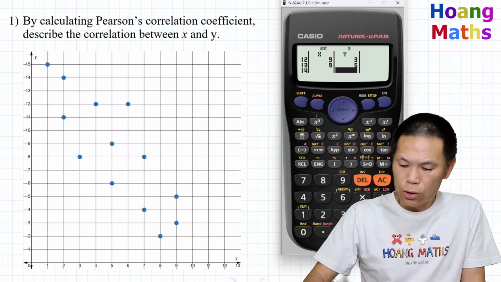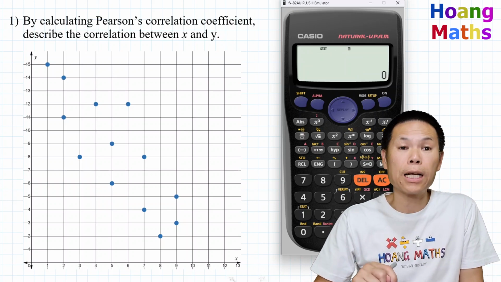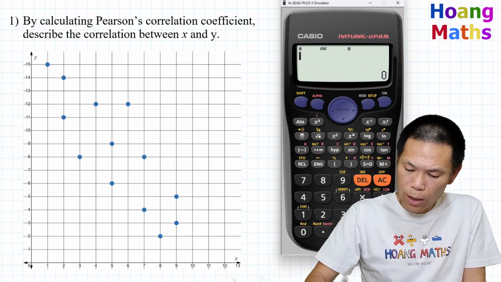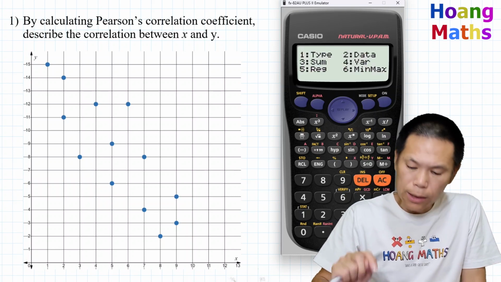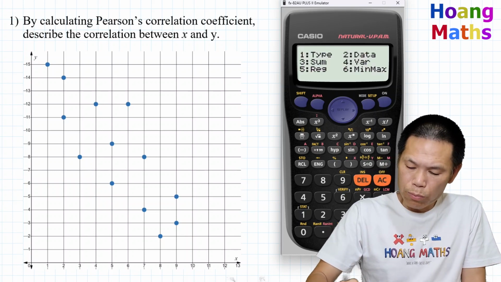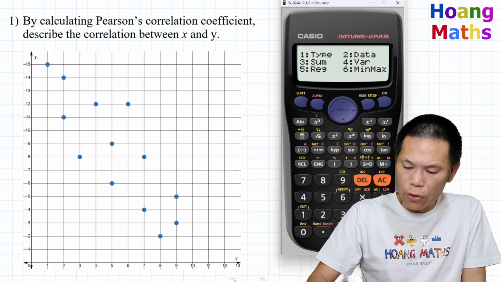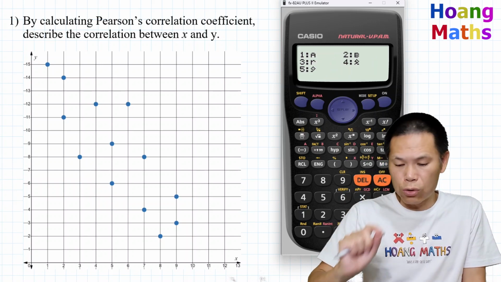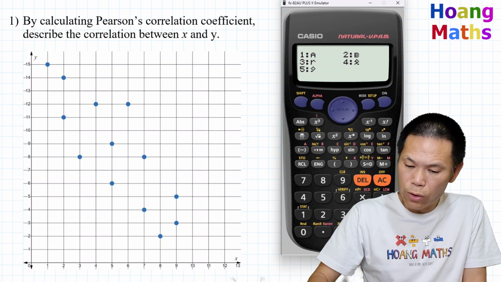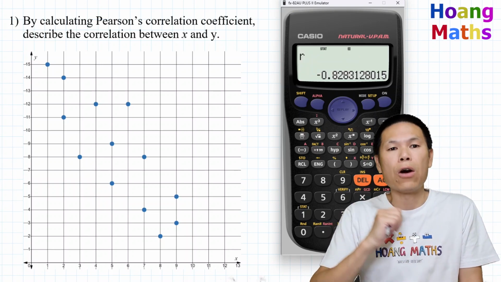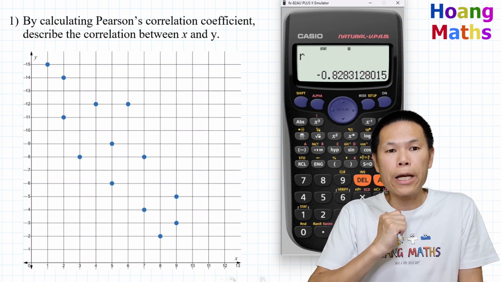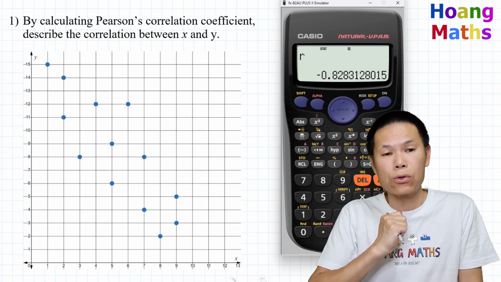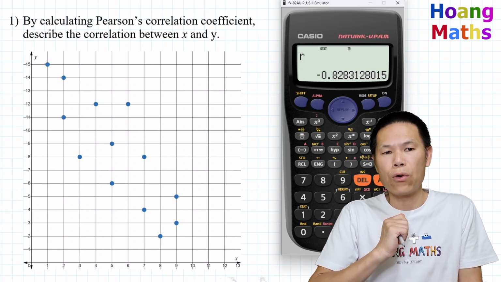So there you go. So let me just press AC button, clear the screen, shift, and then press 1, that is statistic. And then we press option 5 because the correlation coefficient is in there. So press 5 and then option 3, that is r. So press 3 equal. So there you go. r is equal to negative 0.8283. Just round up to 4 decimal places.